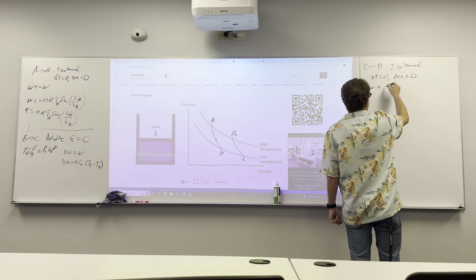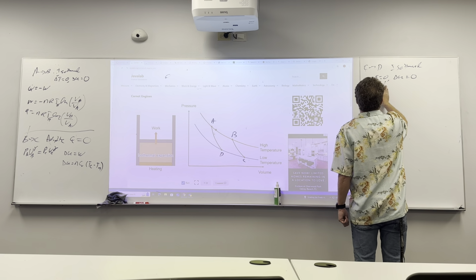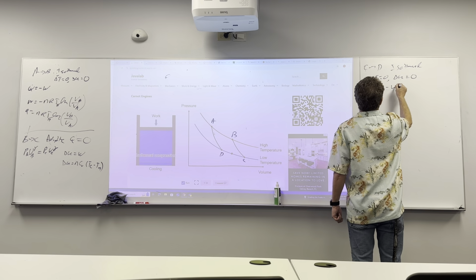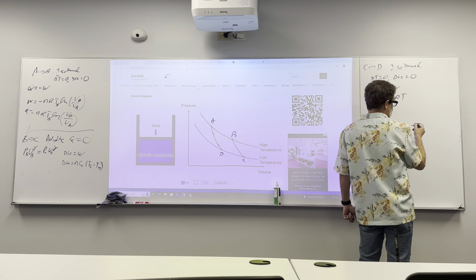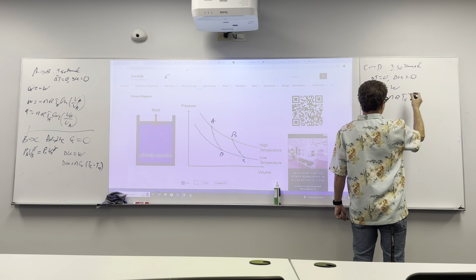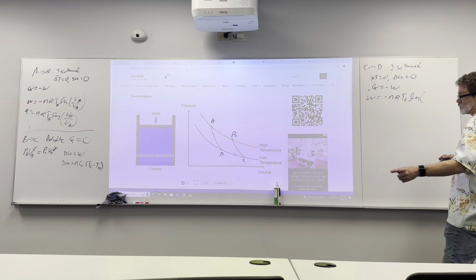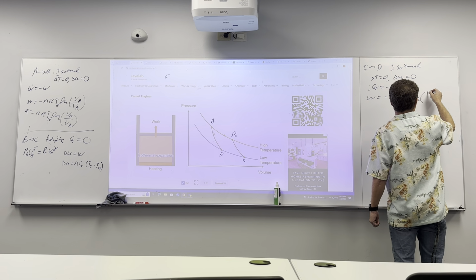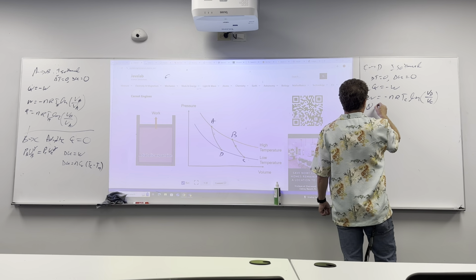Q is equal to negative work. The work is equal to negative energy. And which T? Cold. And then it's the natural log of final over initial, which would be V_B over V_C. So Q is positive.